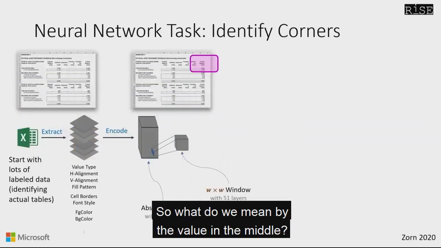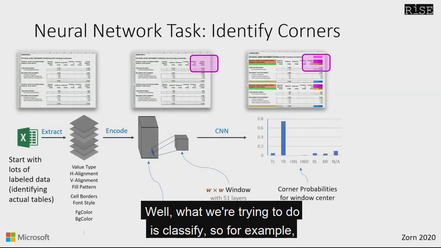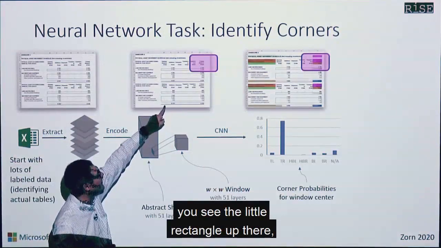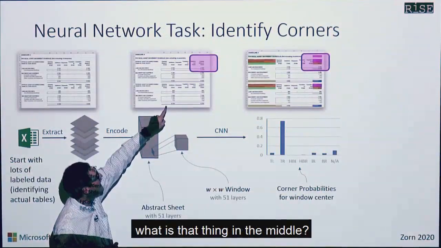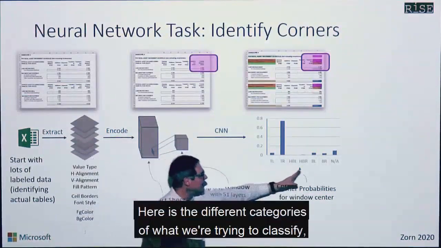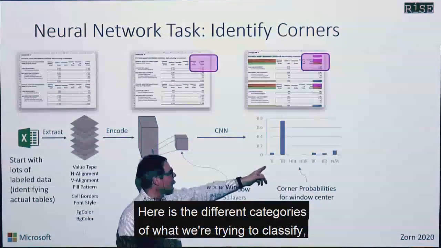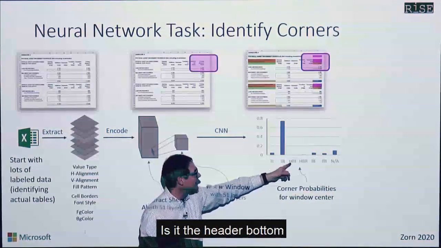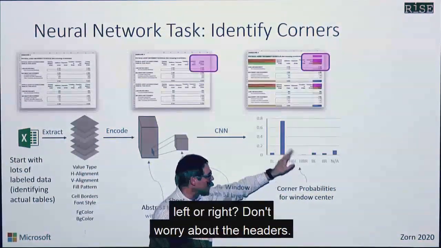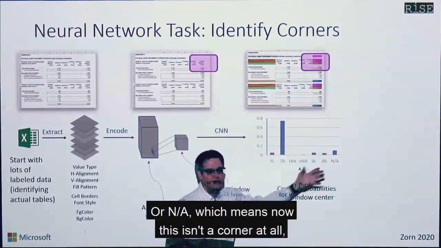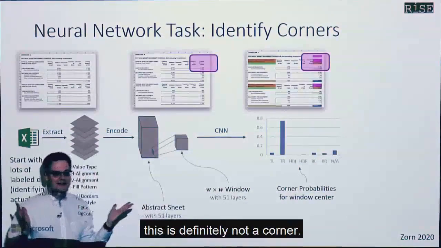So what do we mean by the value in the middle? Well, what we're trying to do is classify. So for example, you see the little rectangle up there. We're trying to classify, well, what is that thing in the middle? Is it one of the following? And here are the different categories of what we're trying to classify. Is it the top left of a table? Is it the top right? Is it the header bottom left or right? Don't worry about the headers. Is it the bottom left or the bottom right? Or NA, which means, no, this isn't a corner at all. This is definitely not a corner.